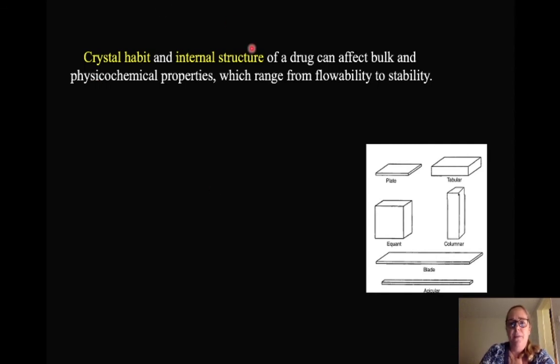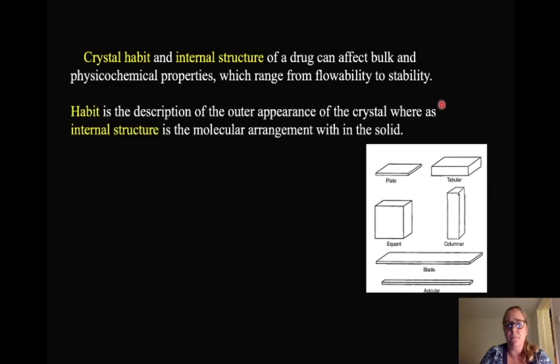So the crystal habit or internal structure of a drug can affect the bulk and physical chemical properties, which range from flowability to stability. The habit is a description of the outer appearance of the crystal, whereas the internal structure is the molecular arrangement within the solid.